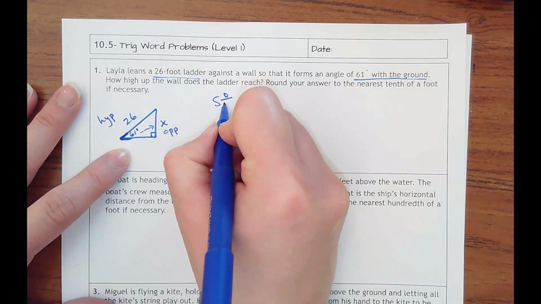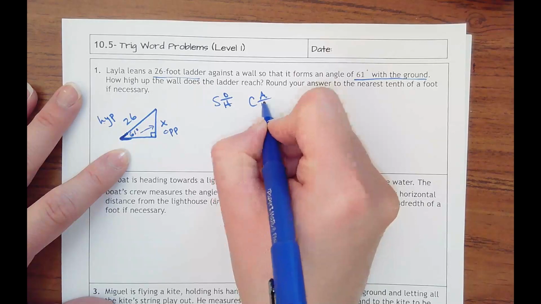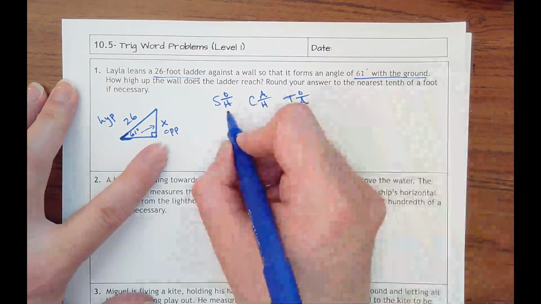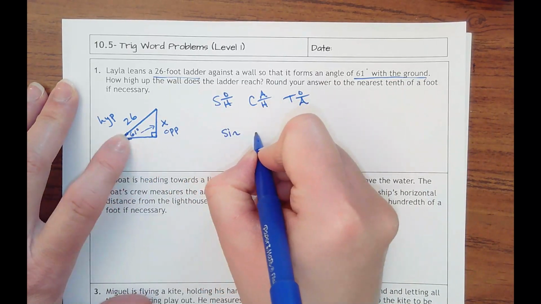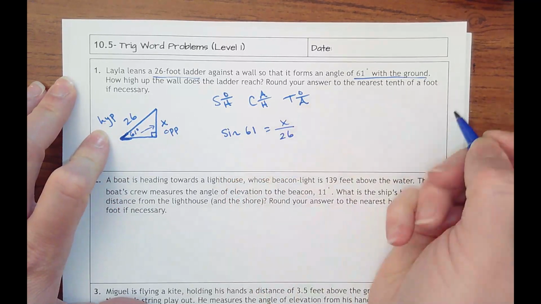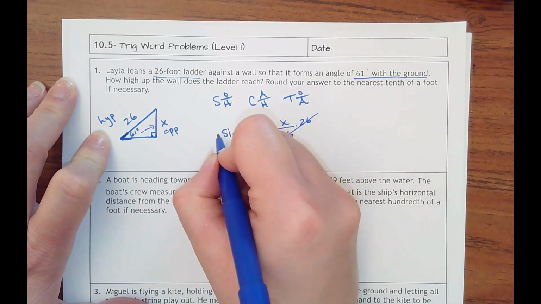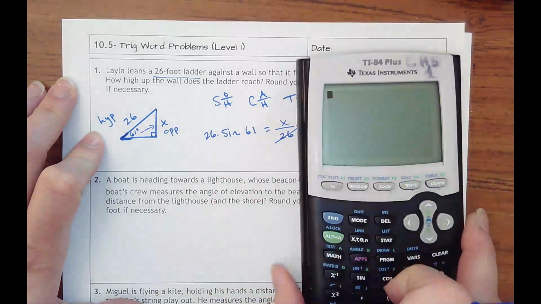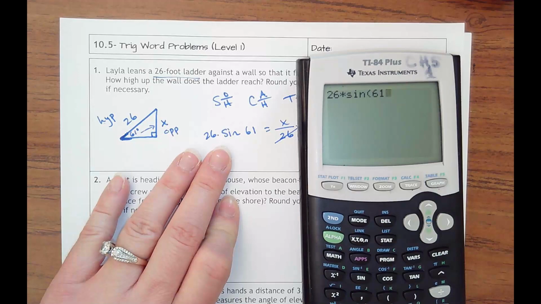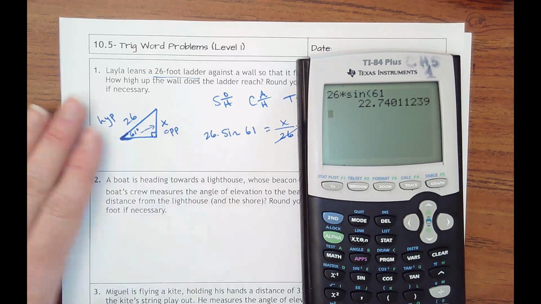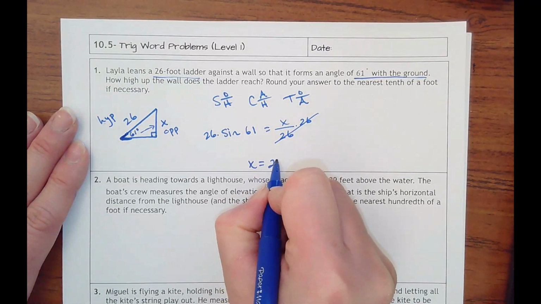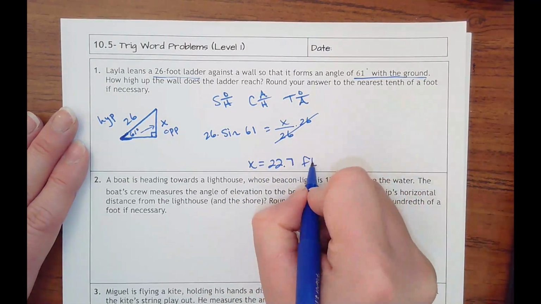So maybe write your SOHCAHTOA. And we're going to be using sine. So it'd be sine of my degrees is the ratio of x over 26. You're simply multiplying by 26 on both sides. Make sure you're in the right mode, which would be degree. And you should get 22.7. That would be feet.